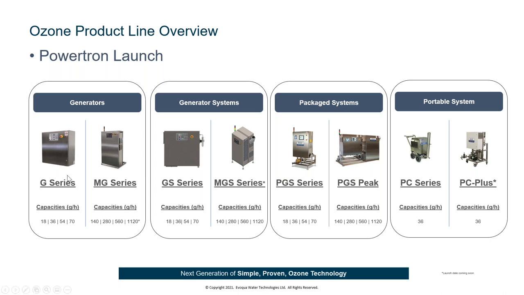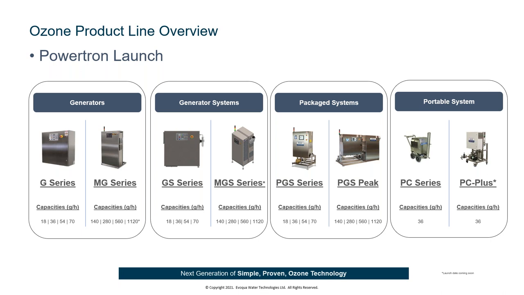So the first one, the generators, only consists of the ozone generator, which is the second core component. This is to actually give flexibility to customers and users to source for the rest of the component by themselves. The second, generator system, comes with 2 core components, which is the feed gas preparation, where the system comes with a built-in oxygen concentrator and the ozone generator as well.